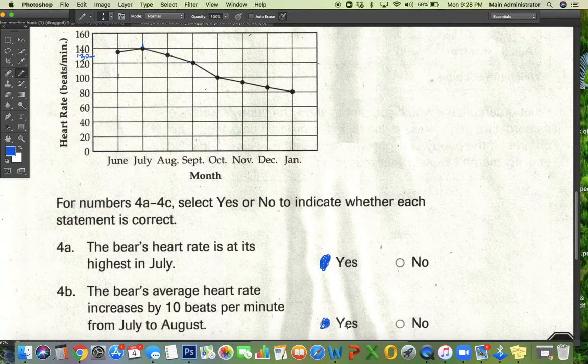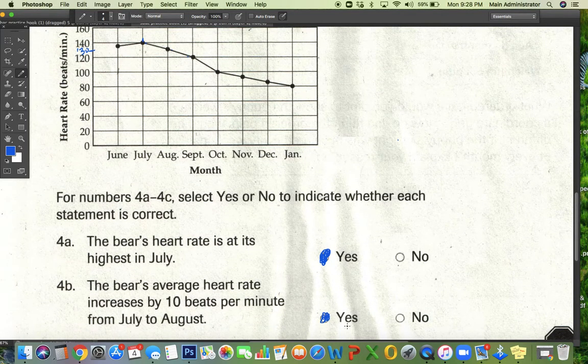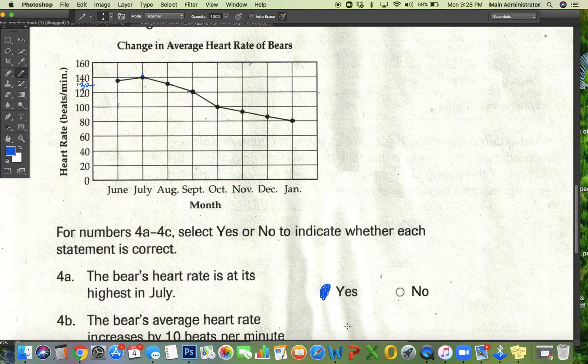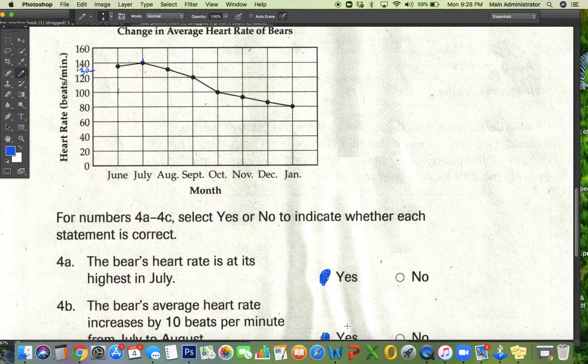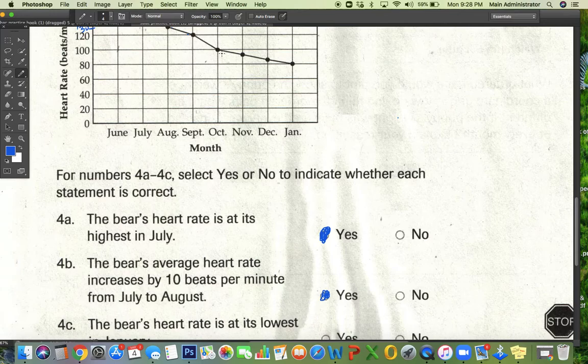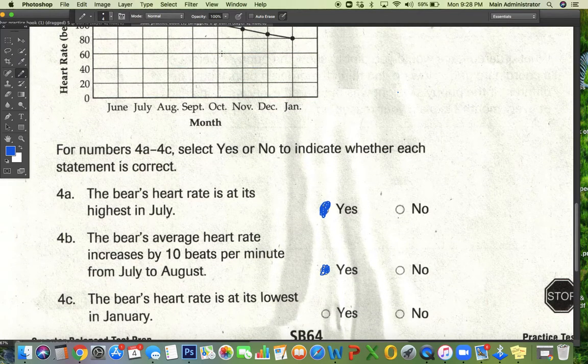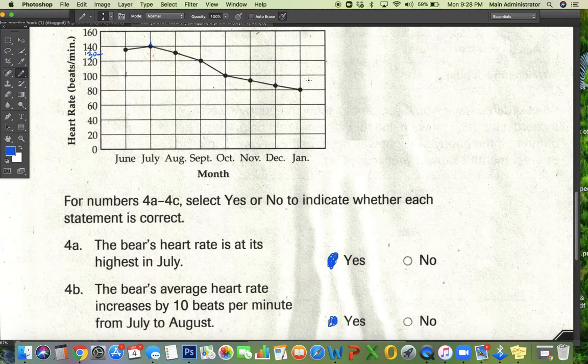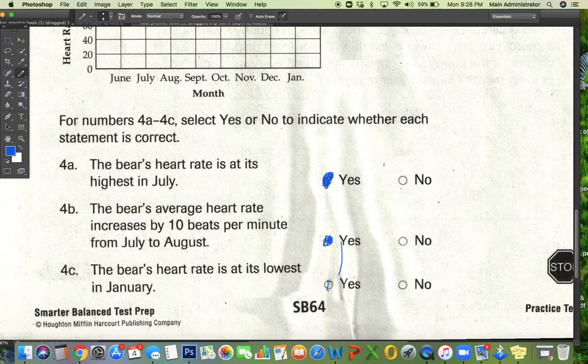Let's take a look here. Well, let's see. From July to August. Yeah. And then the last one says the bear's heart rate is at its slowest in January. Let's take a look. Yes, I would say that it's at its slowest. I'm going to say yes for that one.